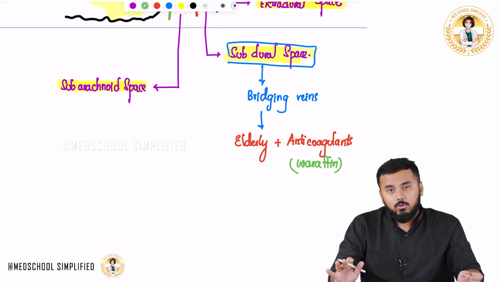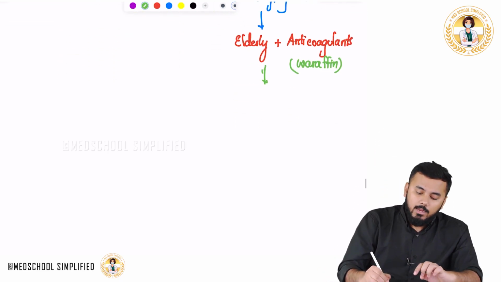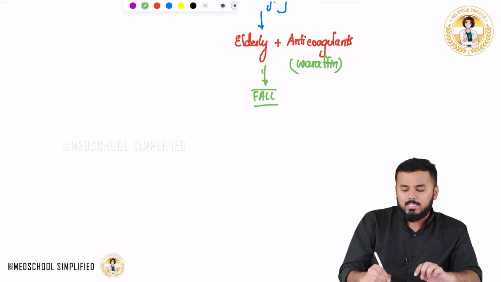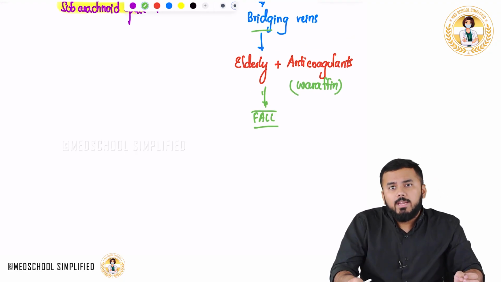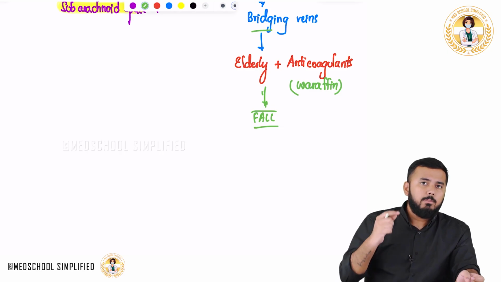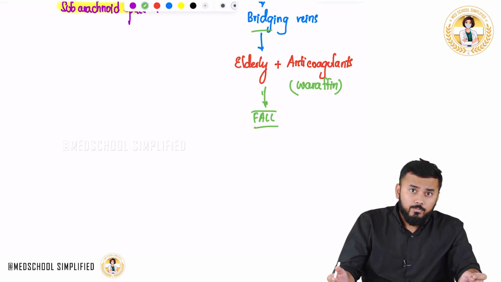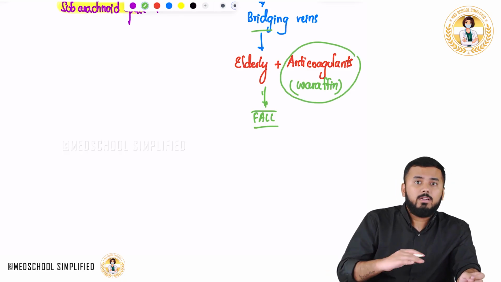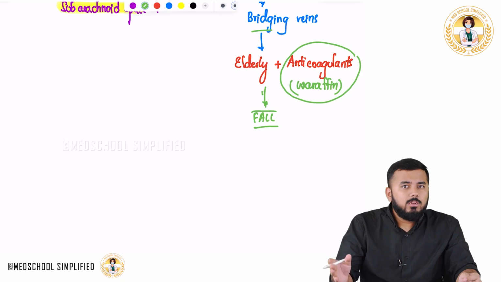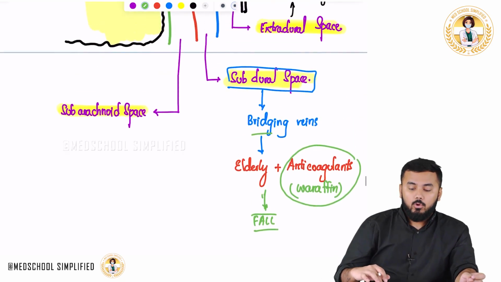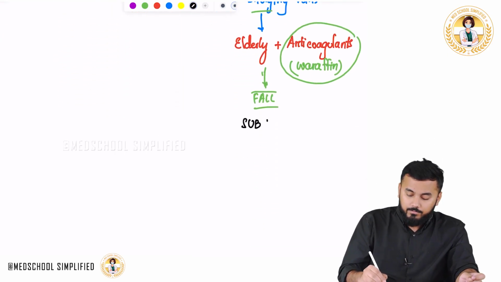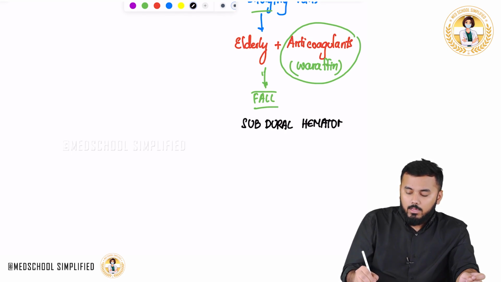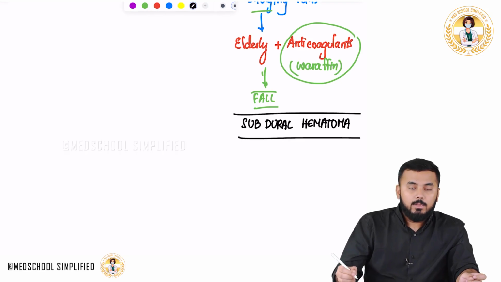Now when you give anticoagulants to an elderly patient, and if this patient has a fall and gets some kind of head injury, what will happen? These bridging veins will be damaged. Will a blood clot form in the brain? No. Moreover, the patient is on anticoagulants, so blood clots will not form at all. So it will be continuously bleeding. That kind of hematoma you see in elderly patients is called a subdural hematoma.